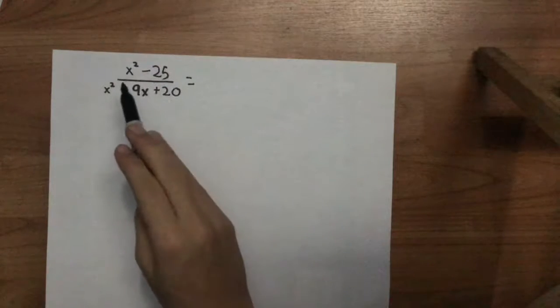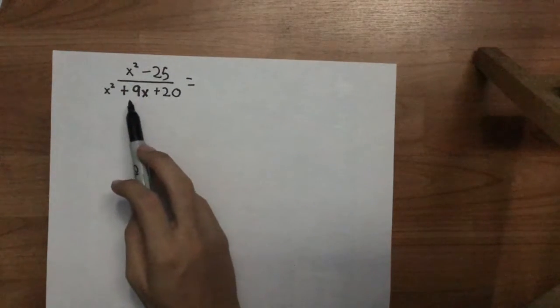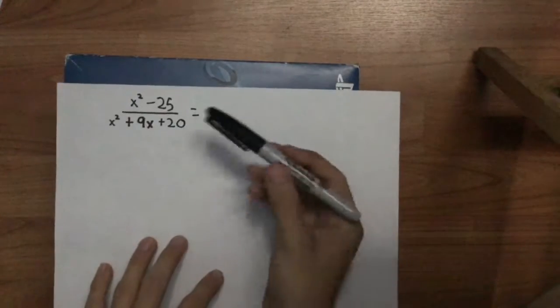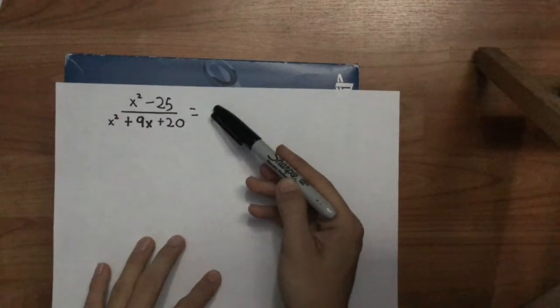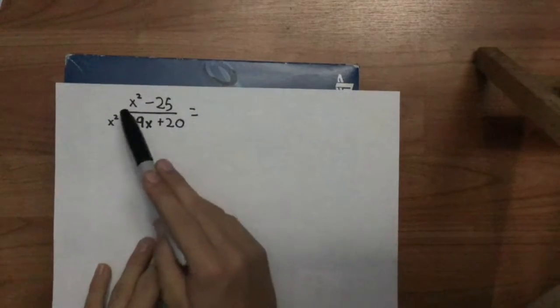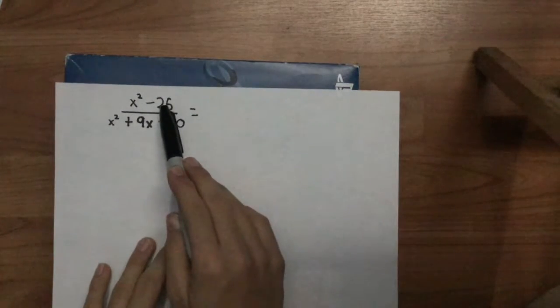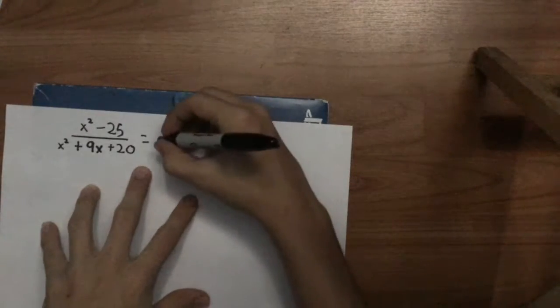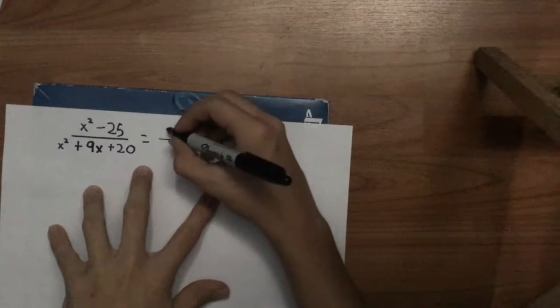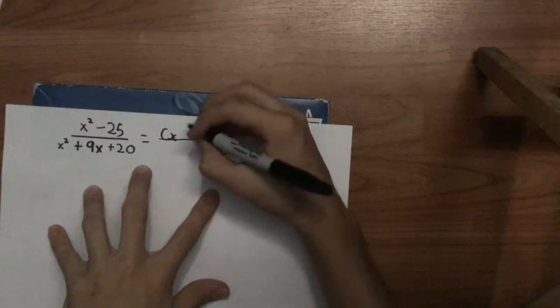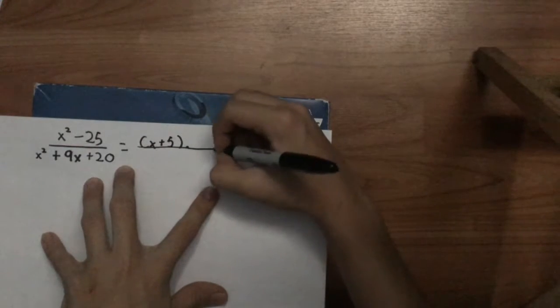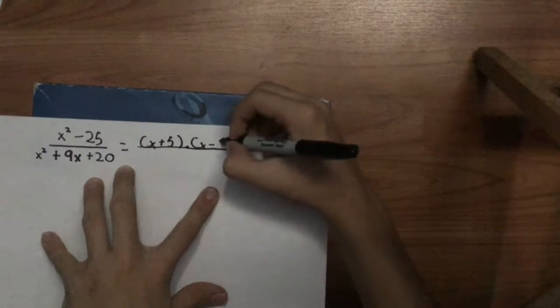Now let's check this problem. We have x to the second power minus 25 over x to the second power plus 9x plus 20. For simplifying this, as you can see here, we cannot write down, I don't know, 5 or x, because they don't have a common number or a common variable. So what you're going to do here is write it as a simplification that will be like this: x plus 5, then let me do this bigger, sorry, x minus 5.